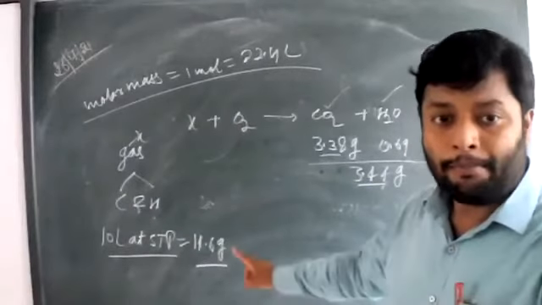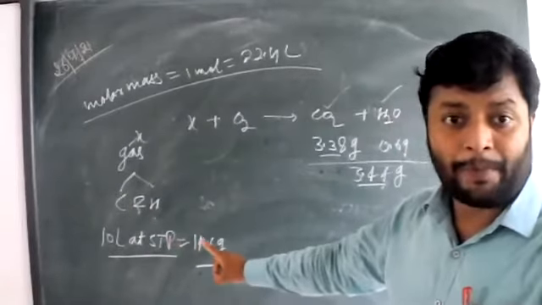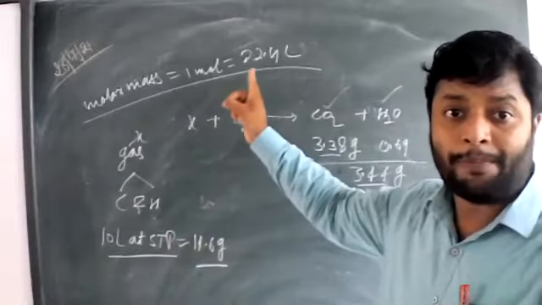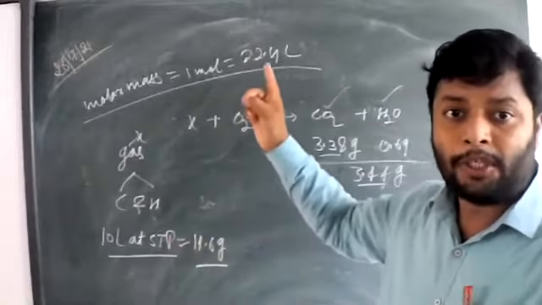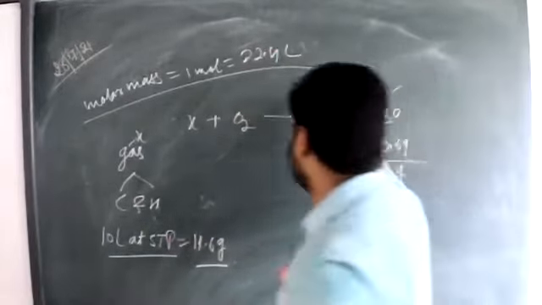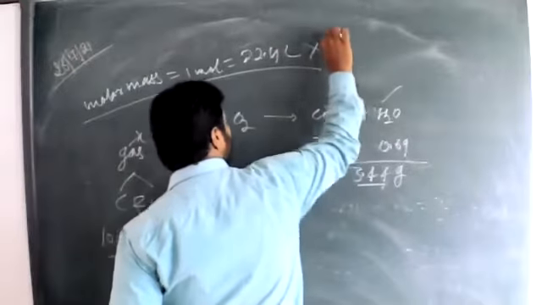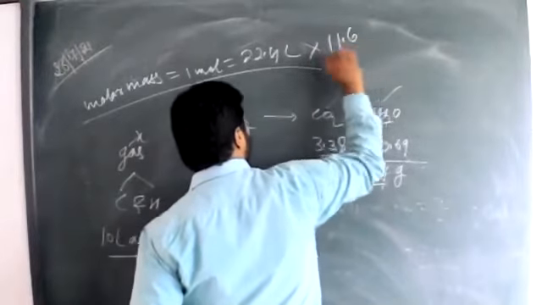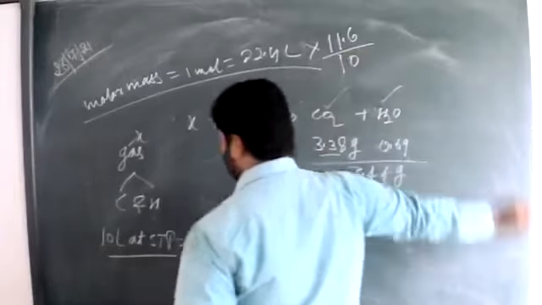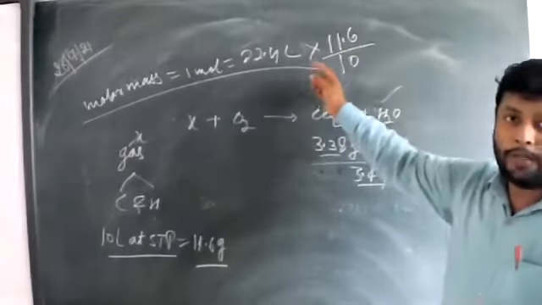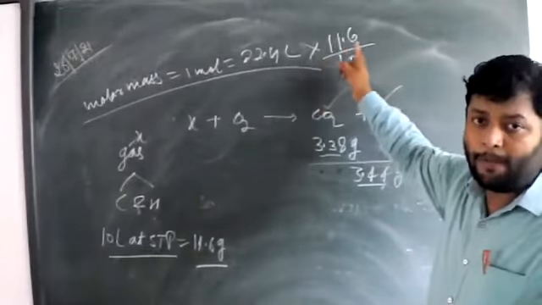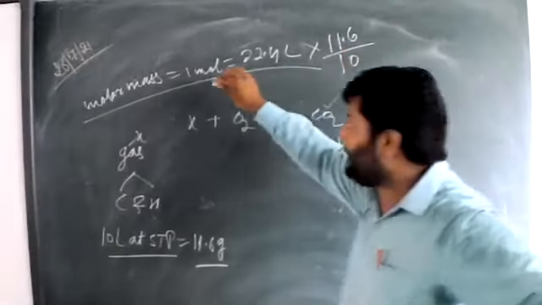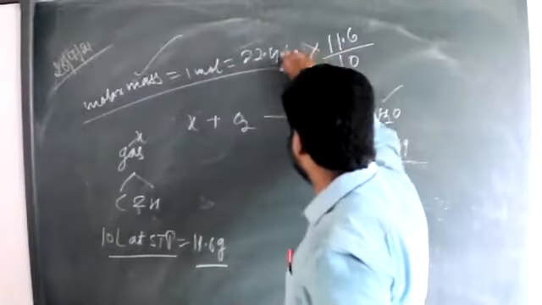Unitary method. Mass of 10 liter is equal to 11.6. So mass of 22.4 liter will be 11.6 upon 10, so 22.4 into 11.6 upon 10, and that will be the molar mass of the gas in gram.